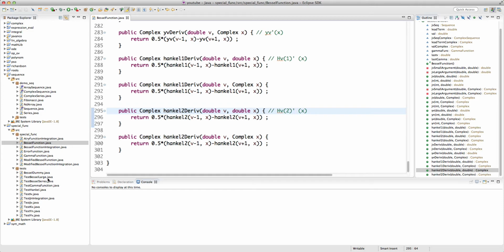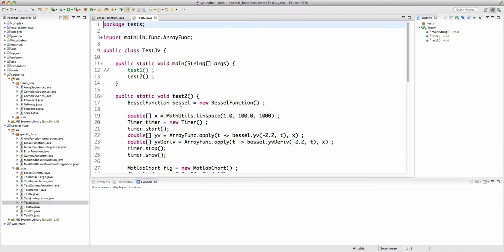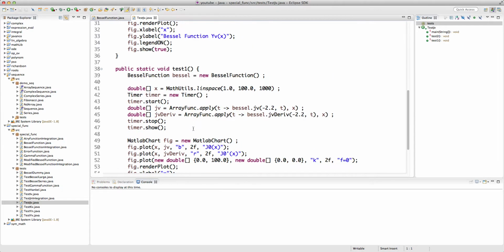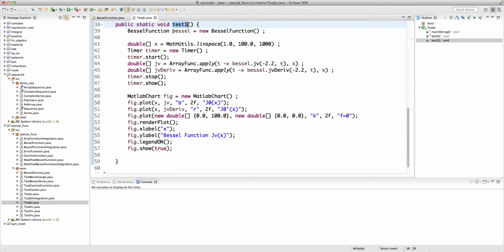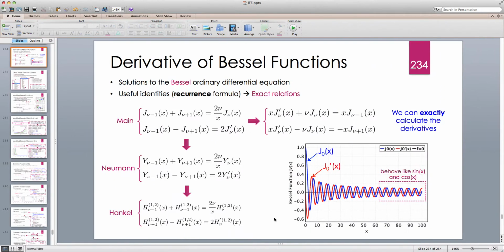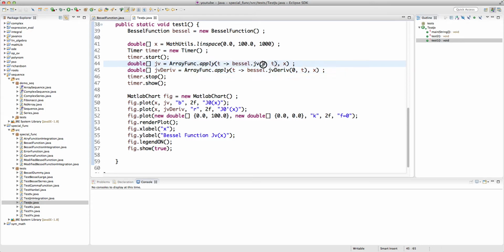So these are the derivatives, and we can basically try to plot them. So I have created this test class. So in test 1, I'm creating our Bessel object, and then from 1 to 100. So actually let's set it to 0. I want to plot j0 and j0 prime, right? j nu deriv is the derivative of the j0. And in the PowerPoint, I'm going from 0 to 100. So let's keep it from 0 to 100 with 1000 points. I'm setting up my timer.